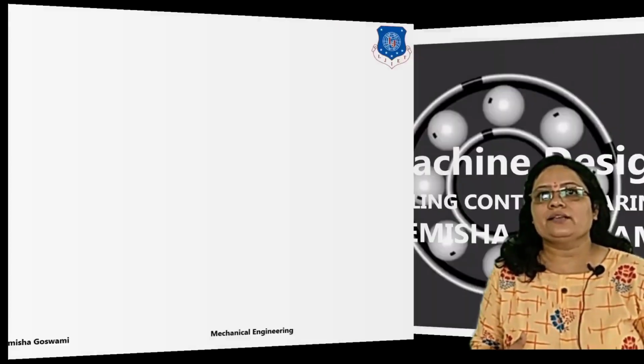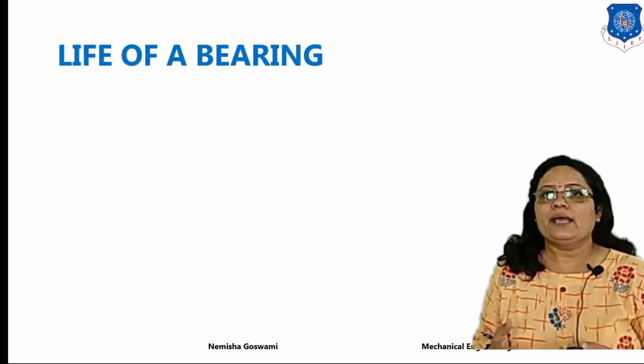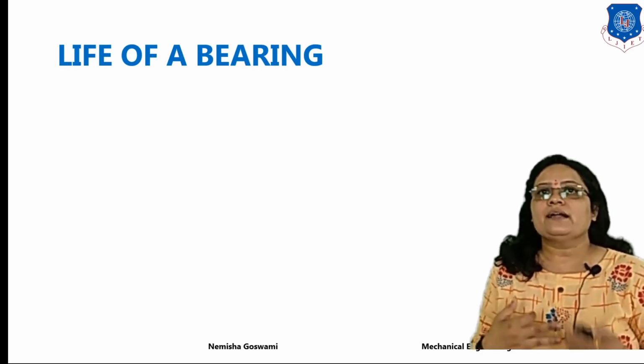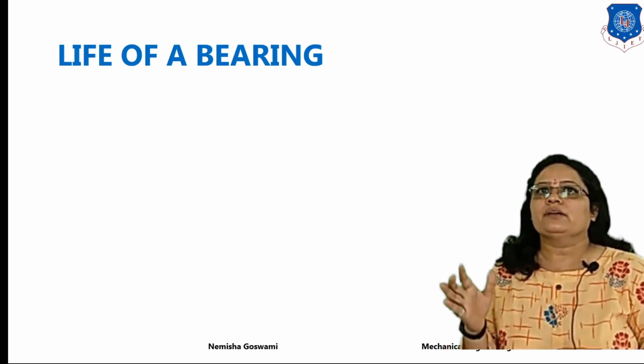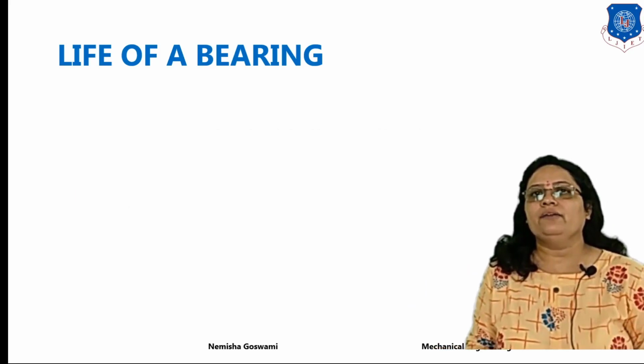So in this lecture, we will see how to find one parameter if the other parameter is given, or you can find unknown parameters by using some formula. That is known as the load life relationship. Before starting that topic, I will give a brief introduction again about life of bearing, then I will switch over to the load life relationship.